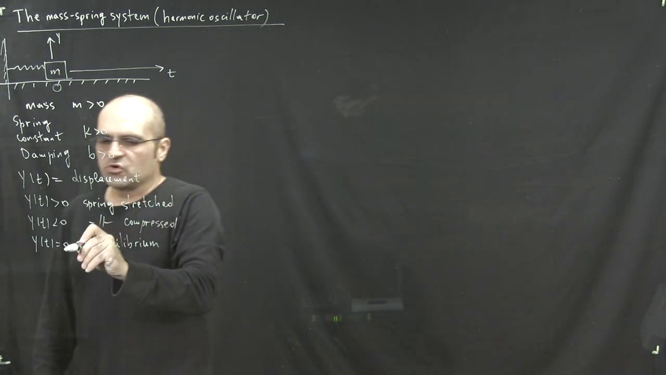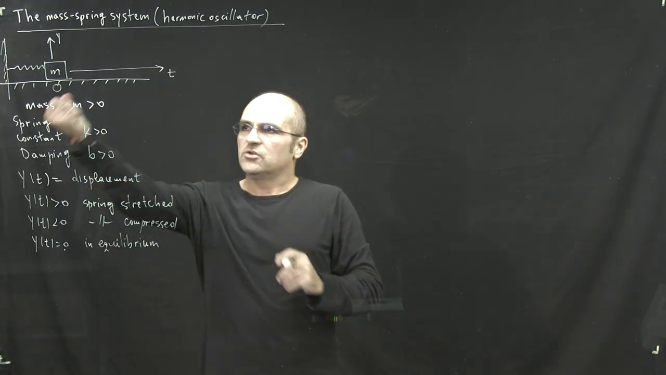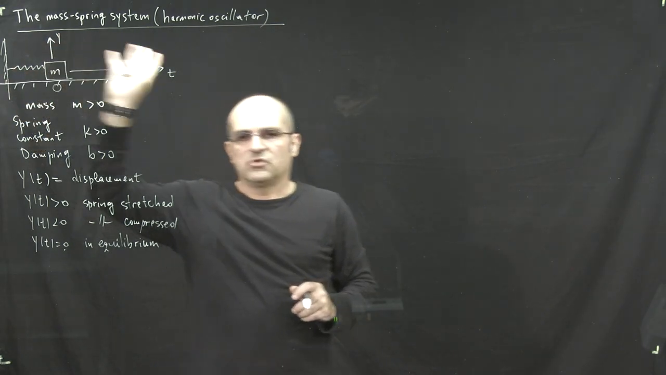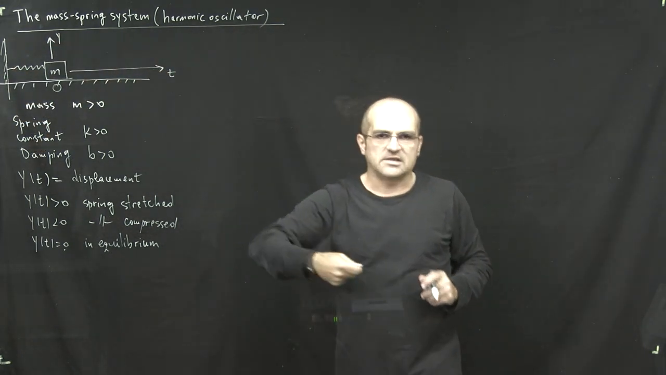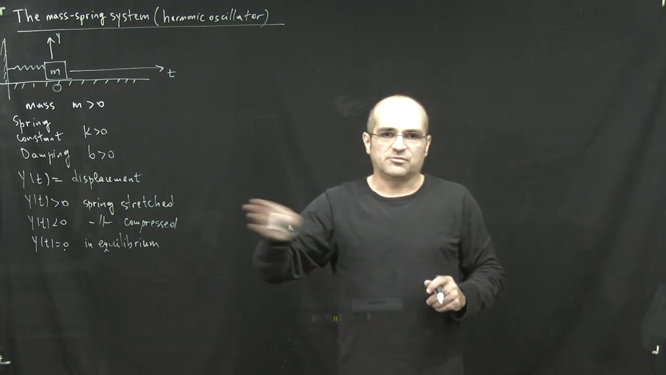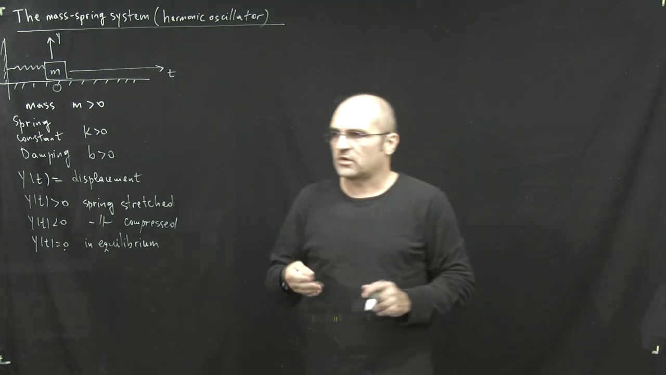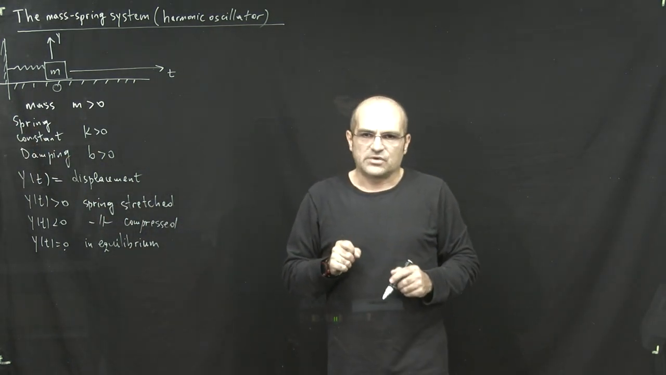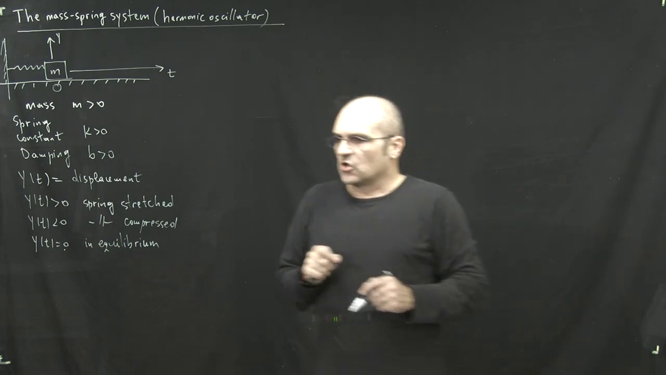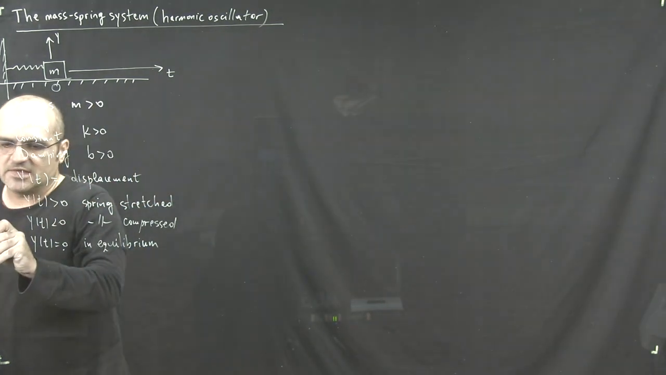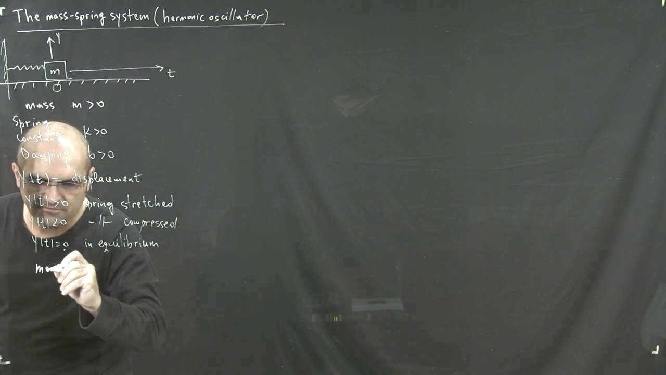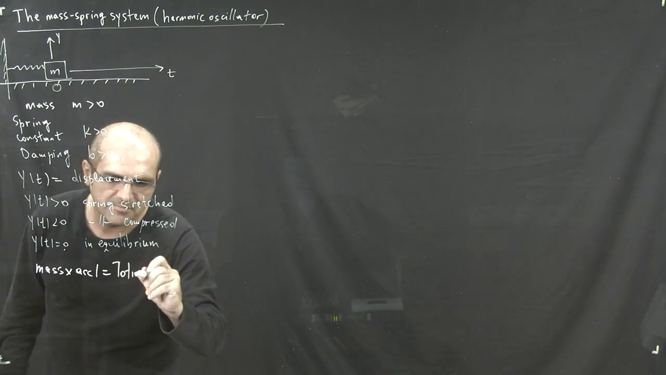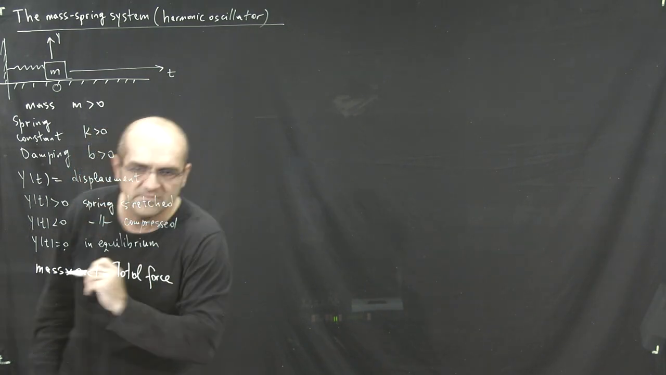So how do I describe the motion of the object? Again, the experiment is you either stretch it or compress it, and then you let it loose, or maybe you give it an initial velocity, but then you let the object move according to its own devices, according to the forces that act on the object, which in this case are the damping force and the spring force. So we know from Newton's law of motion that the mass times the acceleration is equal to the total force, basically the resultant force that acts on the object.